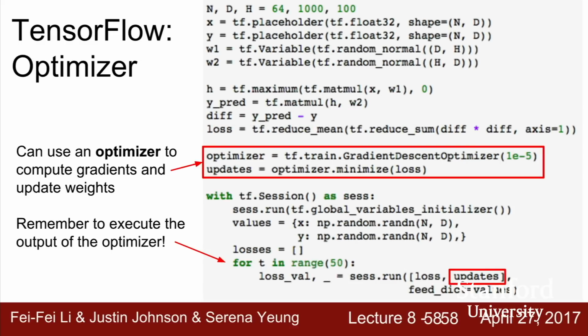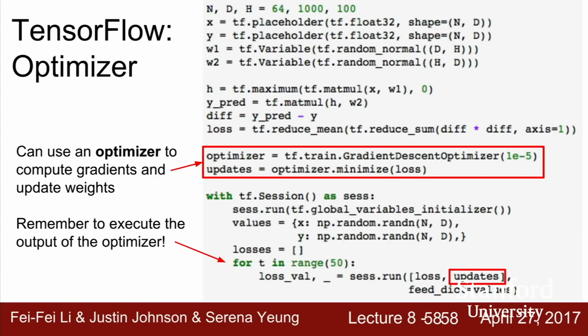Question? What is the tf.global_variables_initializer? So that's initializing w1 and w2, because these are variables which live inside the graph. When we create the tf.Variable, we have this tf.random_normal, which is the initialization. So the tf.global_variables_initializer is causing the tf.random_normal to actually run and generate concrete values to initialize those variables.